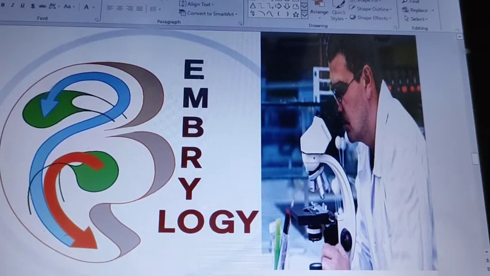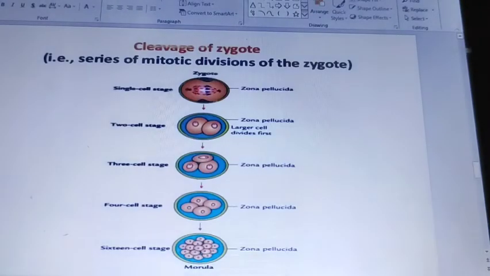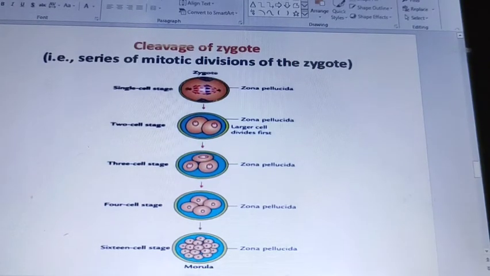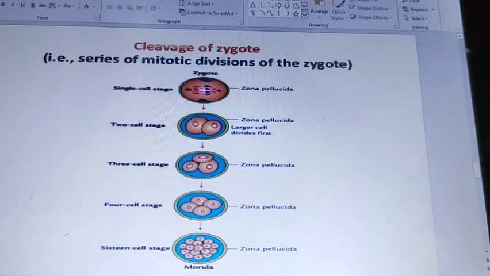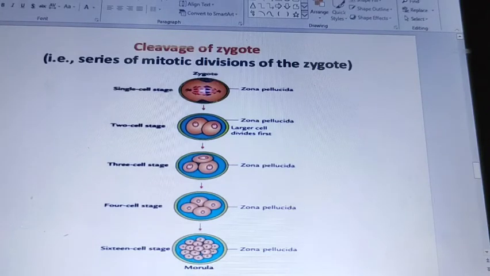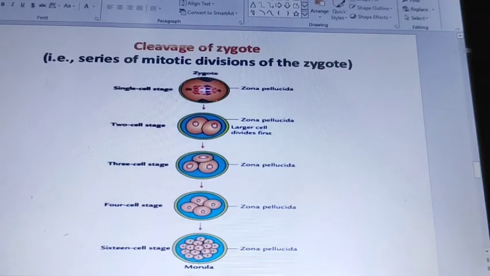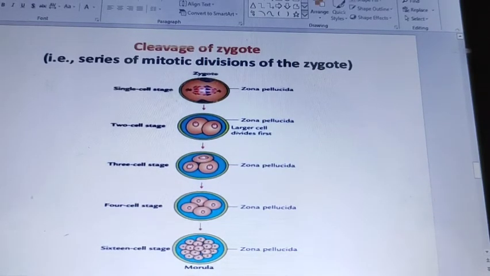Dear viewer, in embryology today we are going to discuss cleavage and different patterns of cleavage. What is cleavage? The cell divisions that occur during embryonic development are called cleavage, and the cells that cleavage produces are called blastomeres. The first cell division of the zygote produces two daughter cells.